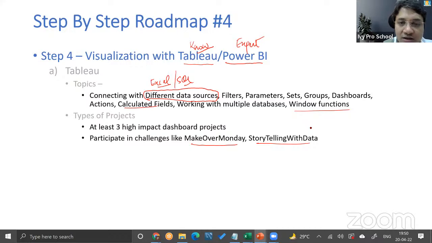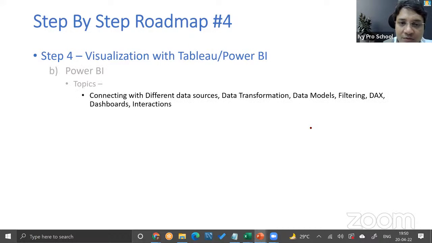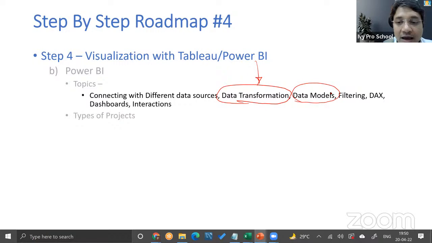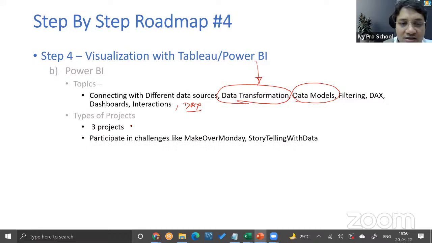And also continuing step number 4, visualization with Power BI, similar things connecting with different sources, data transformation. Power BI is famous for data transformation, data models, the ER diagrams, very, very important, guys. The DAX functions is not mentioned here, but the DAX functions in Power BI, extremely important. So some of the projects, again, similar to Tableau, you can participate in Makeover Monday, storytelling with data kind of projects.